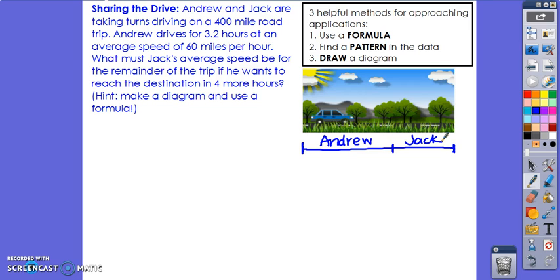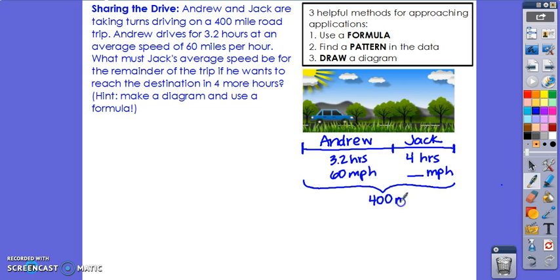He's driving for 3.2 hours, and his average speed is 60 miles per hour. I'm just writing down the information so I can wrap my head around it. We are looking for Jack's average speed. That's what we'd like to know. For the remainder of the trip, if he wants to reach the destination in 4 more hours, so we want Jack to drive for 4 hours. All right. Make a diagram. Use a formula. Oh, there's one other number I don't have here. That is that the entire trip is 400 miles long.